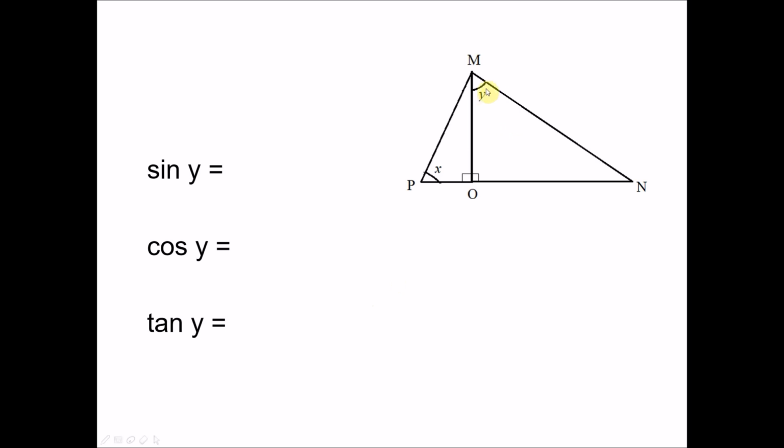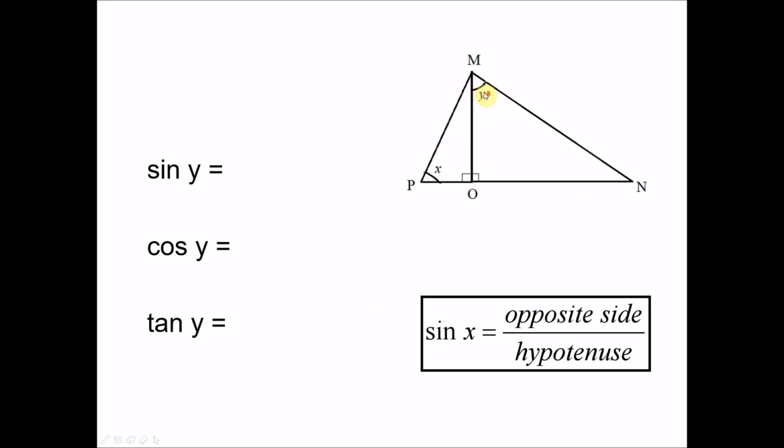Now we look at Y. For angle Y, we only look at the right hand side triangle, the right triangle. We ignore the left triangle. So this triangle here is also a right angle triangle. For this angle Y, sine of that angle Y equals opposite side over hypotenuse. So the opposite side is ON, the hypotenuse is MN. So it's NO over MN.